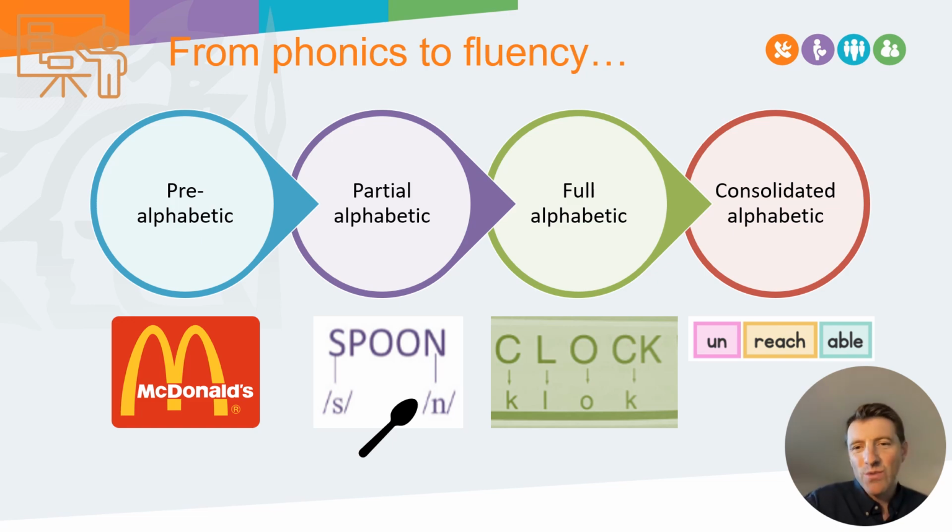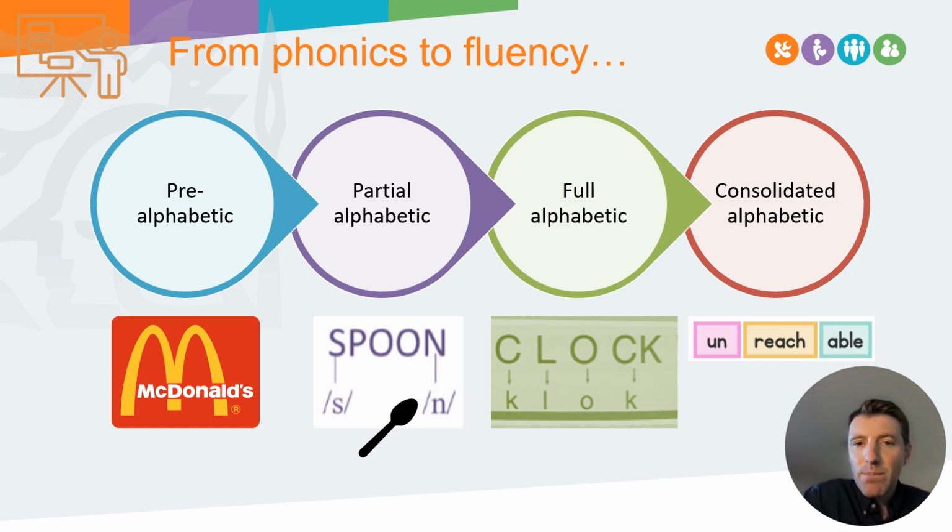And I think the McDonald's one is a good example. If a new reader sees the M and the word underneath it, they will say, oh, look, we're at McDonald's, or that says McDonald's. They've associated meaning with a symbol. That is pre-alphabetic. There's no recognition of letter or sound correspondence, but they are associating meaning.